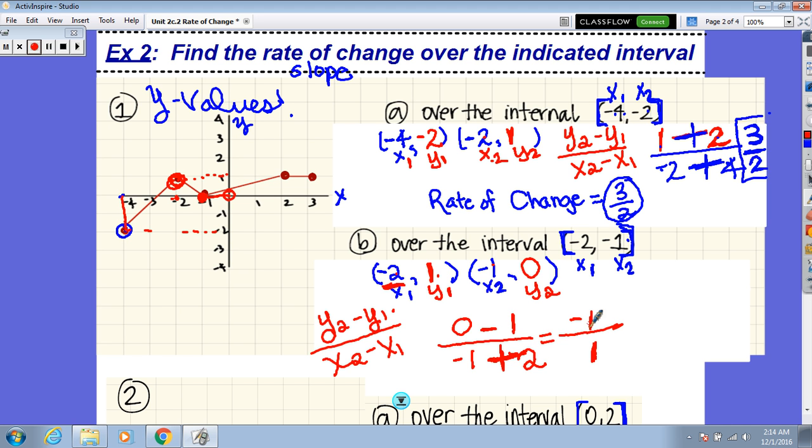So now we have to simplify. Negative 1 divided by 1 equals 1. So the rate of change equals 1. ROC, rate of change. Okay?